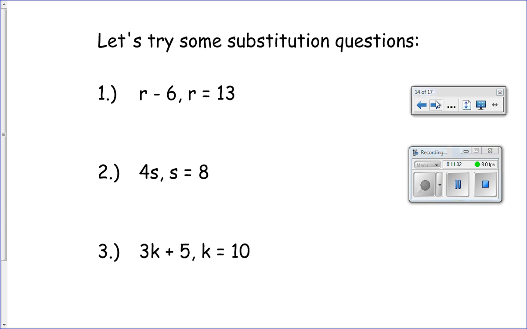Okay, I'm going to try the first one, and you're going to try the other two at home. So we've got r minus 6, r equals 13. So change that r to a 13. So 13, take away 6 equals 7. Okay? Just a hint, a reminder, when you don't see a sign in between the number and the letter, it means multiply. Okay? So put the video on pause, try these two at home.